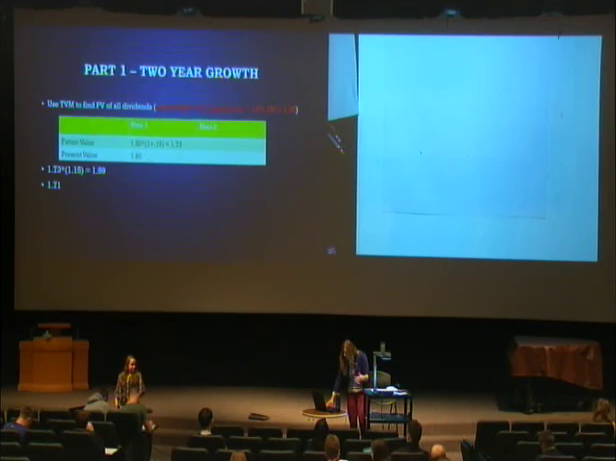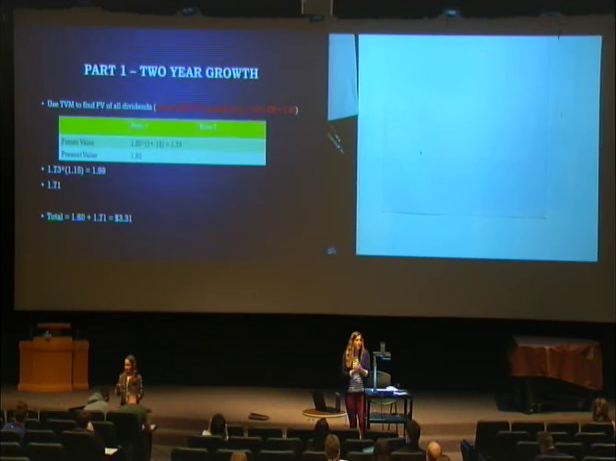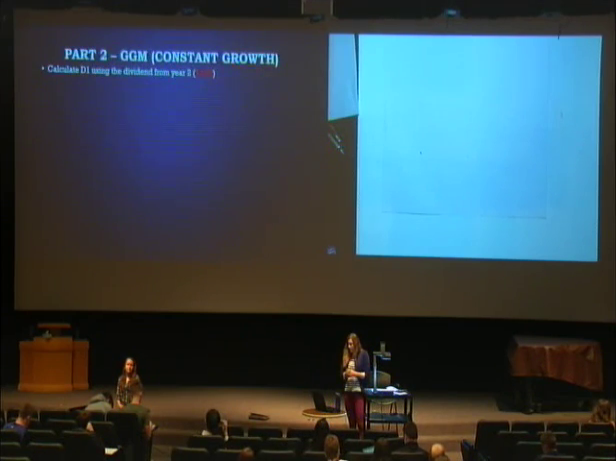Great. And then the present value of that brings us to 171. And so when we add those both up, the present value of all of those future dividends are going to be 331. So that's for part one. That's for those 2 years of really high growth. Now we're going to look at the second part, which is the constant growth.